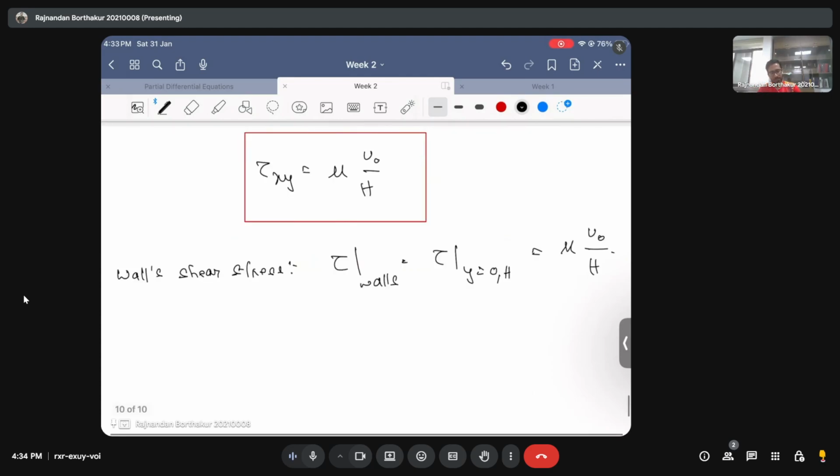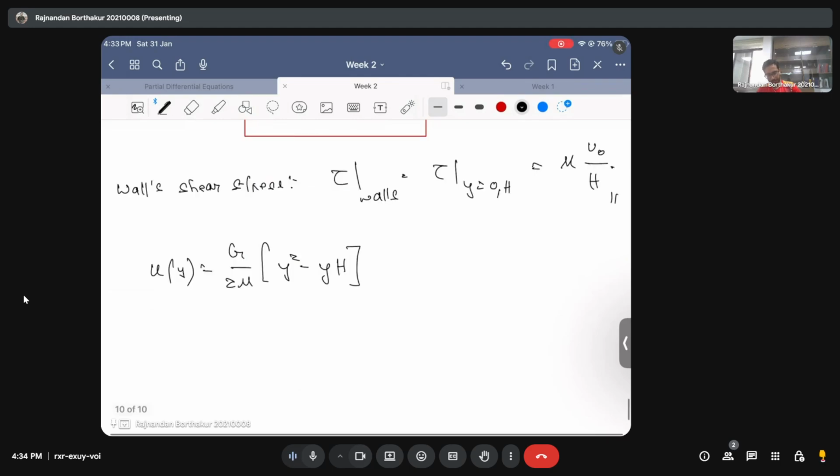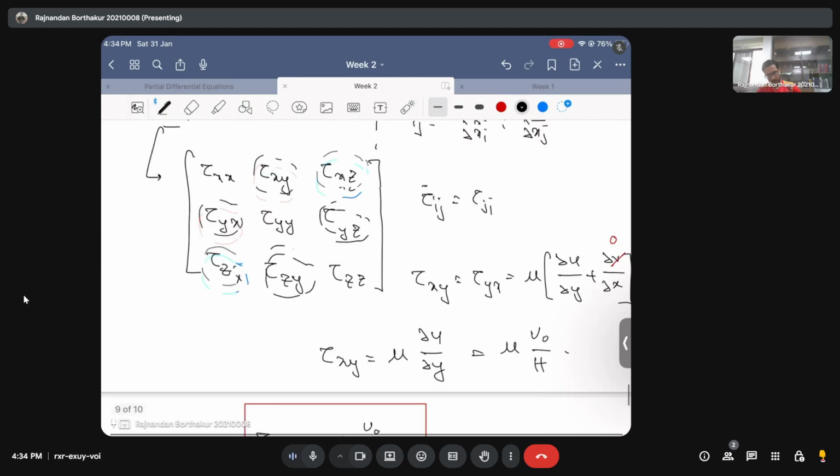So your wall stress is equal to the bulk shear stress of the fluid basically. Okay, that's also one of the important conclusions here. But for example, let's say you have a velocity profile in the second scenario, which is the plane parabolic profile. For instance, you have the velocity profile like G by 2 mu times (y square minus yh). Okay, then if you calculate the stress, you just need to calculate du by dy. Okay, that's all that you need to calculate.